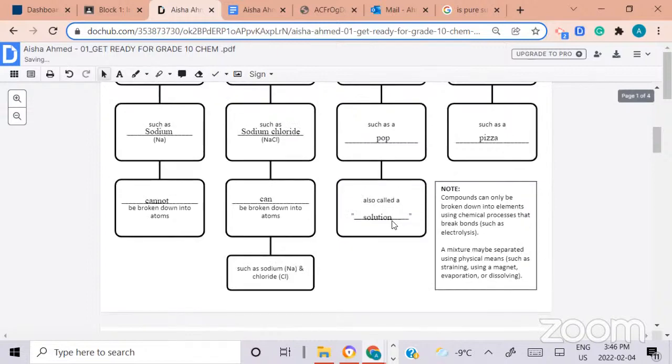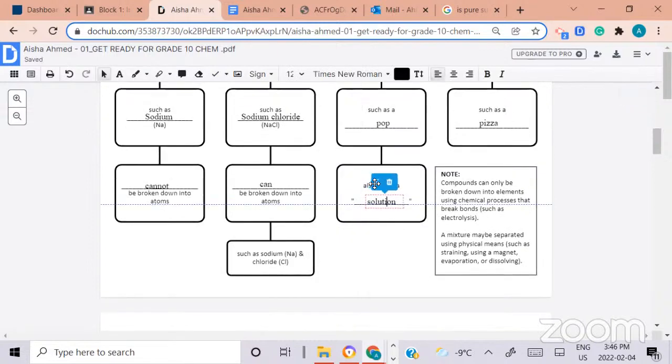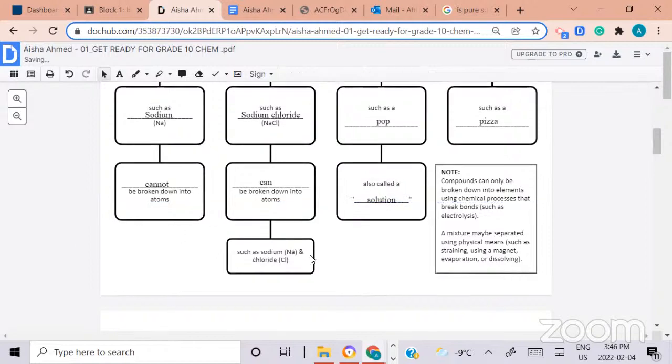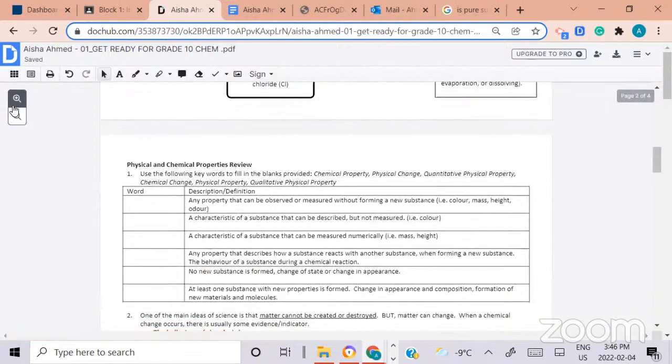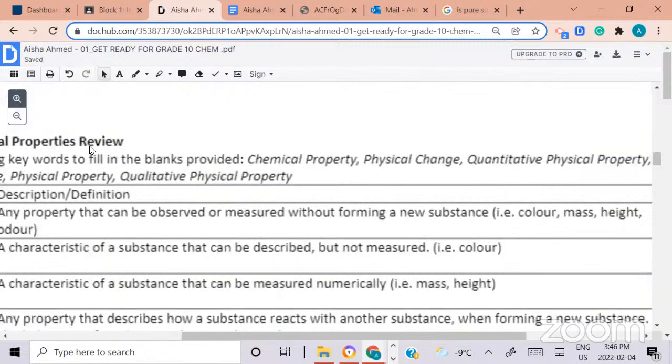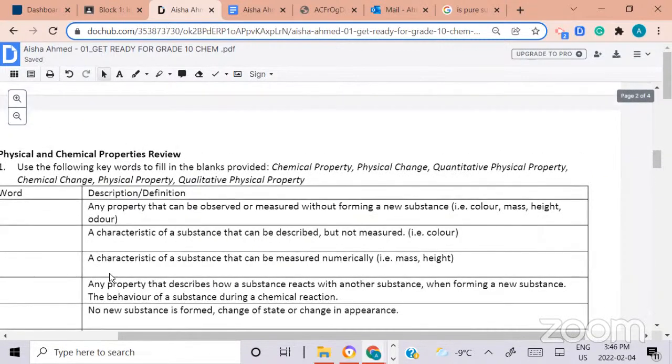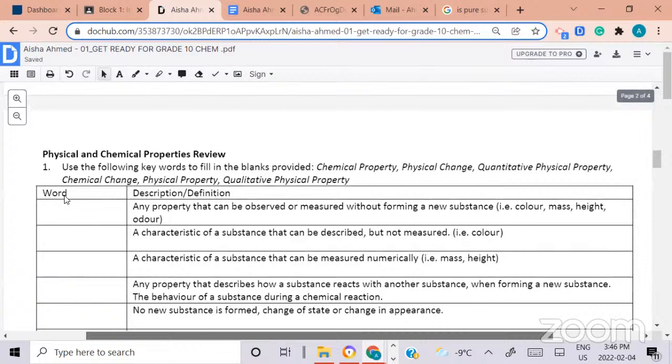Okay, let's move on to the next page. I want to get through this real quick. You can always come back and check these definitions because these are obviously very fundamental, very important. So, physical and chemical properties review. Use the following key terms to fill in the blanks provided. Can I read? Fine, yeah.